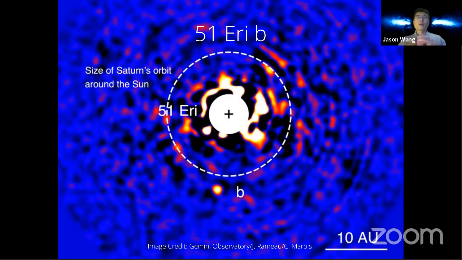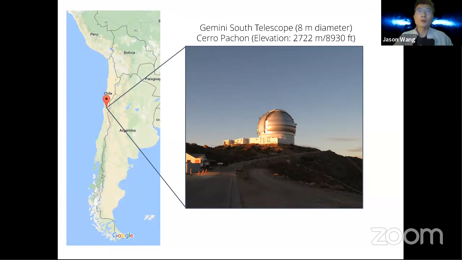It orbits at about 13 AU, slightly further out than the orbit of Saturn. And 51 Eri was discovered in Chile at the Gemini South telescope. So this is where Gemini South is located. It's located in the middle of Chile, near La Serena. It's an 8-meter telescope, 8 meters in diameter, and it sits at an elevation of about 9,000 feet.